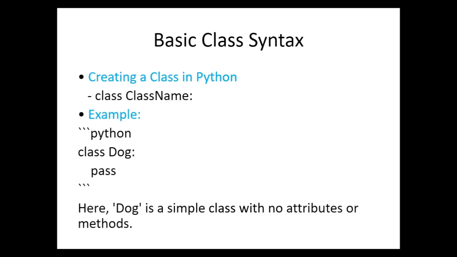The basic syntax of the class in Python: a class is declared by using the keyword class followed by the class name. For example, in this Python code, we have taken the class keyword followed by the name Dog as the class name. This pass shows that this class contains no member, that is, no attribute and no behavior.